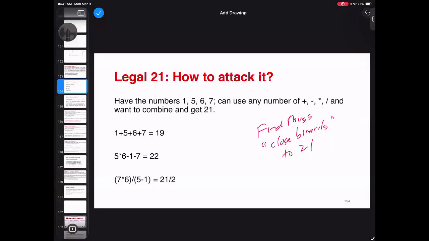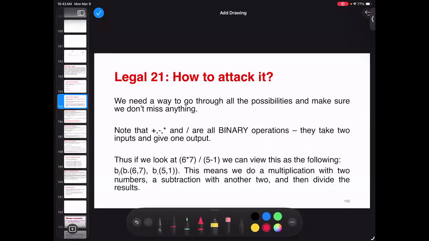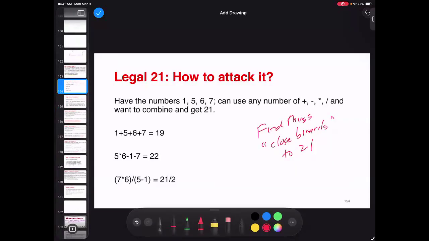We are allowed to mislead, but we cannot lie. Can you use a number more than once? So you cannot use a number more than once. Each number is used once and only once. You can use as many pluses, minuses, times, divides as you want, but remember, each time you use one of these operations, you need 2 inputs. So if I have 4 numbers, I can have at most 3 operations.